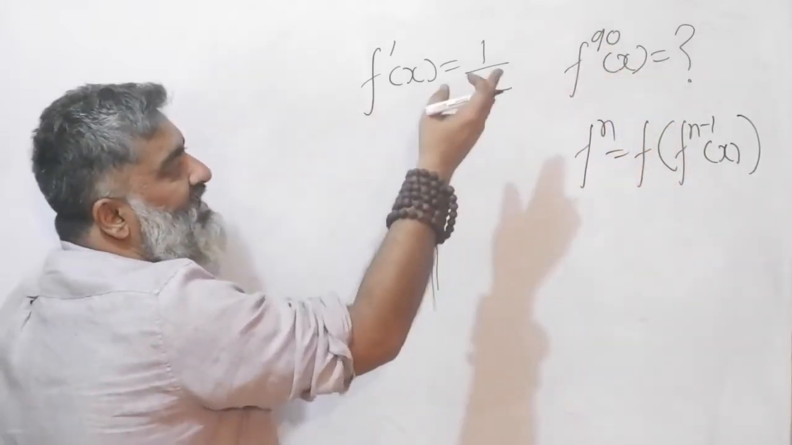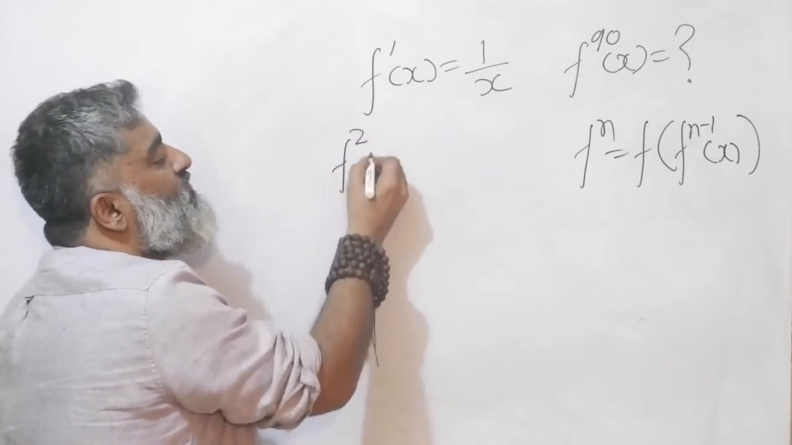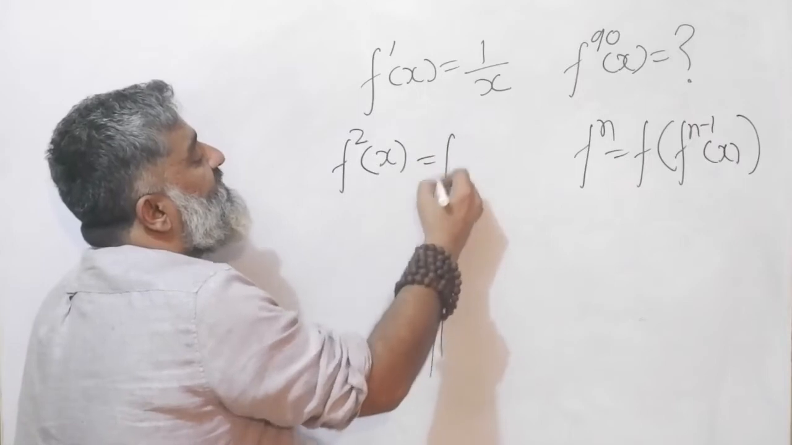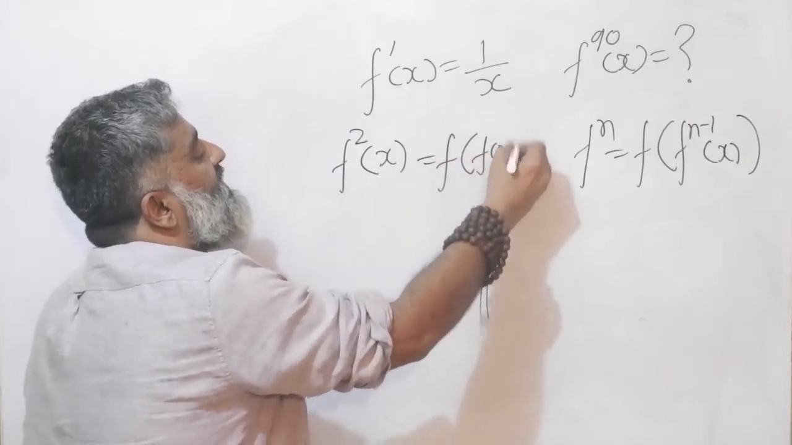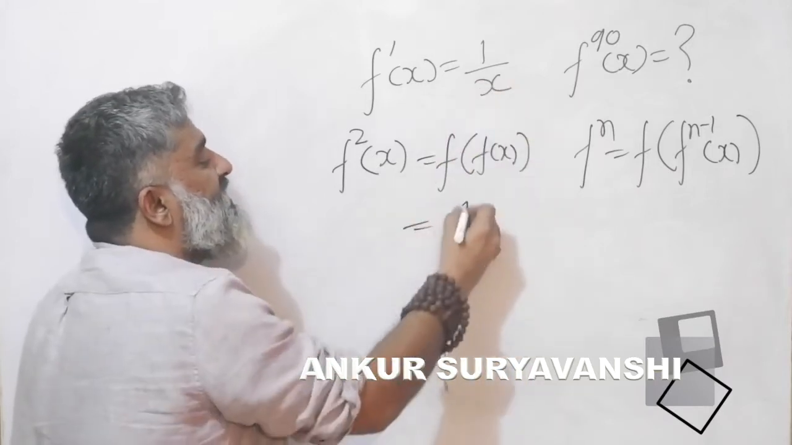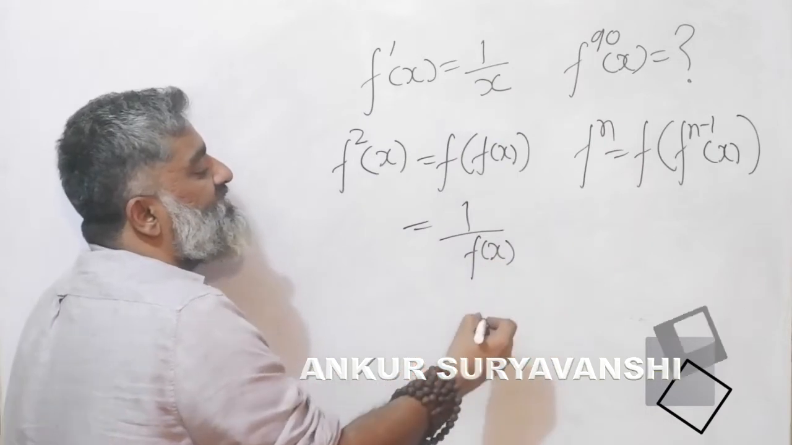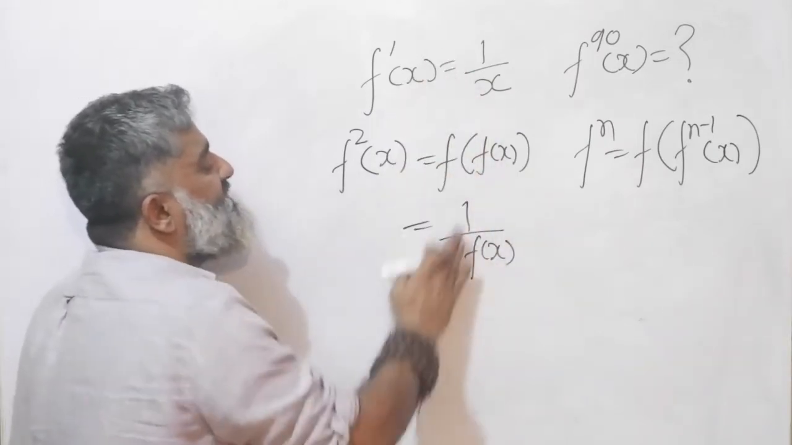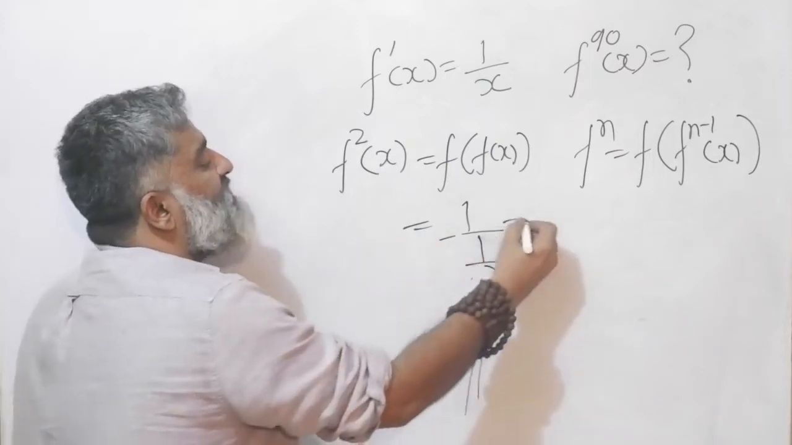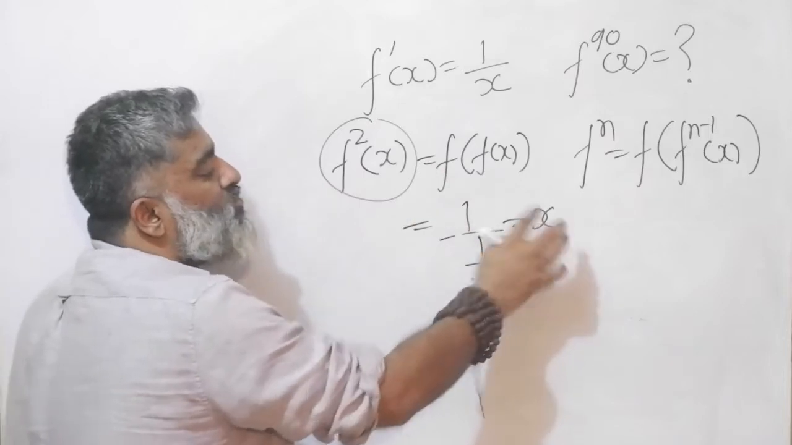So obviously I can't directly jump to f90. Let me think of f2, which I can do fairly easily, right? What is the meaning of f2? It is f of f(x). That means wherever there is an x, put an f(x). So let me take small steps. Instead of the x, I'll put the f(x). And now what is f(x)? f(x) is 1 by x, and 1 by x will finally give you an x. So if I find the value of f2, I'm back to x.